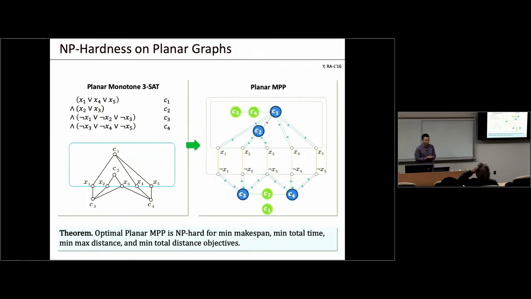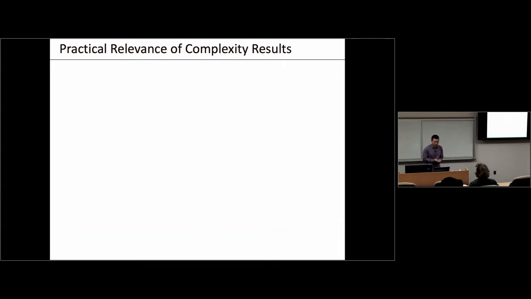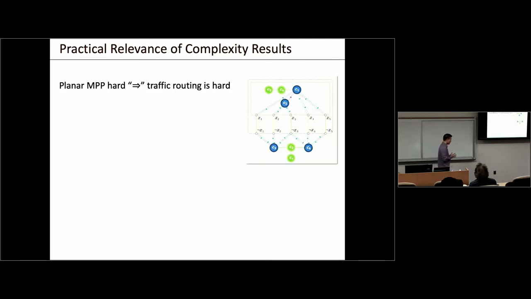So briefly, we mentioned that we could also establish similar results when we restrict the graph to a planar graph. For those of you who are not familiar, planar graphs are graphs that you can embed in the plane without edge crossings. The additional significance is that such graphs mimic our road networks, which are mostly planar. So this connects us to practice. That is, in some sense, planar multi-robot path planning being NP-hard to optimize sort of implies that if you want to optimally route traffic, it's also hard.